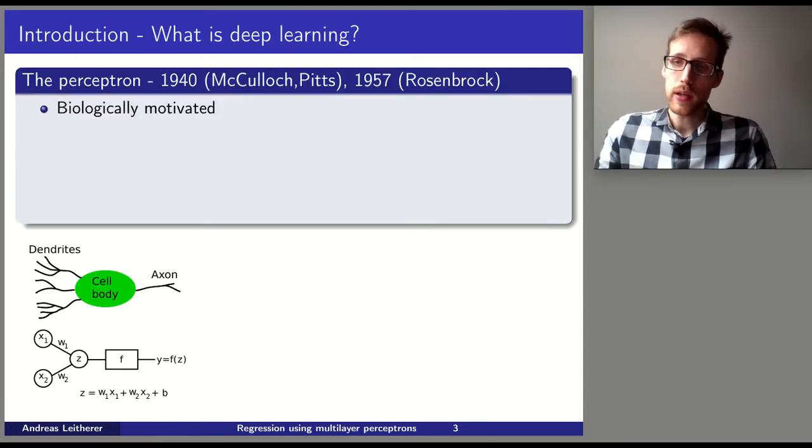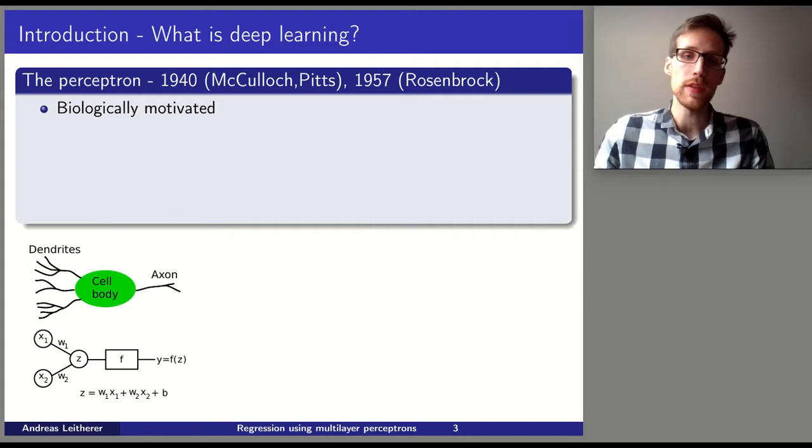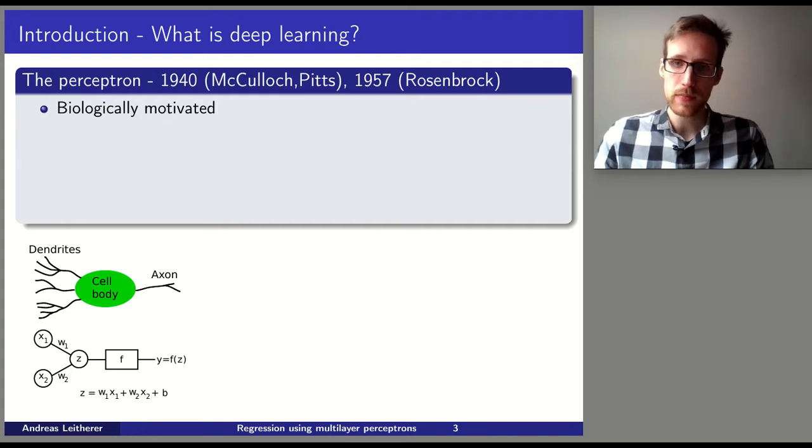So what is deep learning? In deep learning, we are dealing with artificial neural networks. The most simple version of them is the perceptron. These models date back to the early 1940s and 50s.